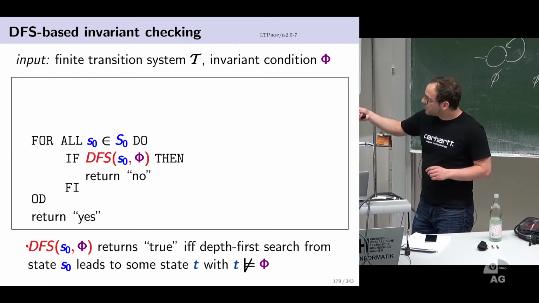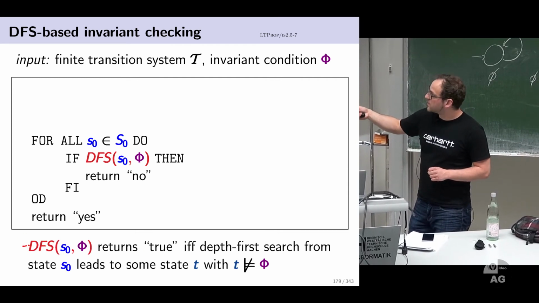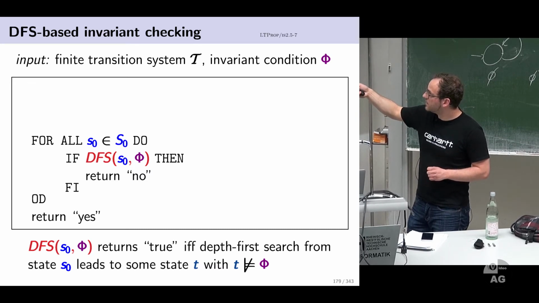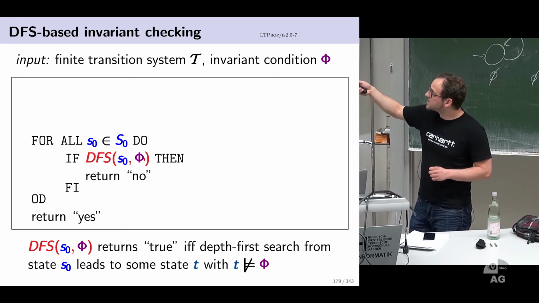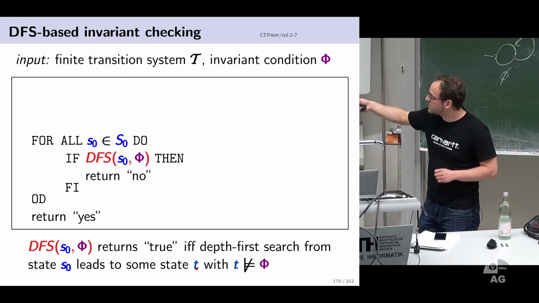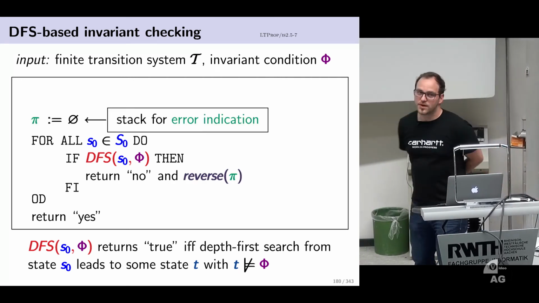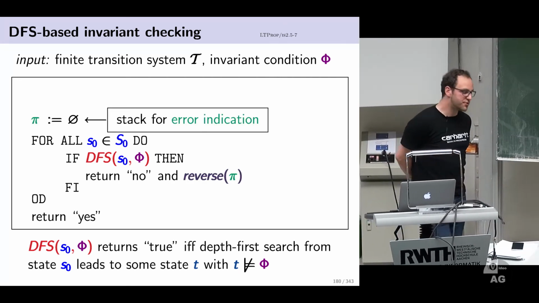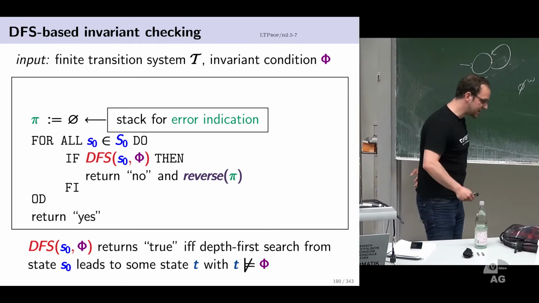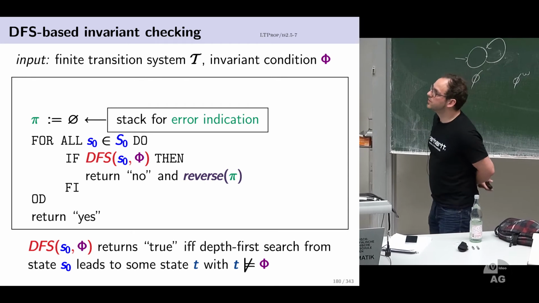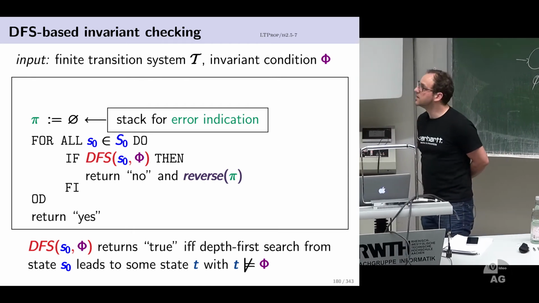Okay, so our implementation that we'll talk about in a bit returns true if and only if the depth-first search starting from this state s0 leads to some state t that violates the invariant condition. Now we also wanted to have a counterexample, so a trace that goes from the initial state to a violating state along the way, and we're going to use a stack for this, right?